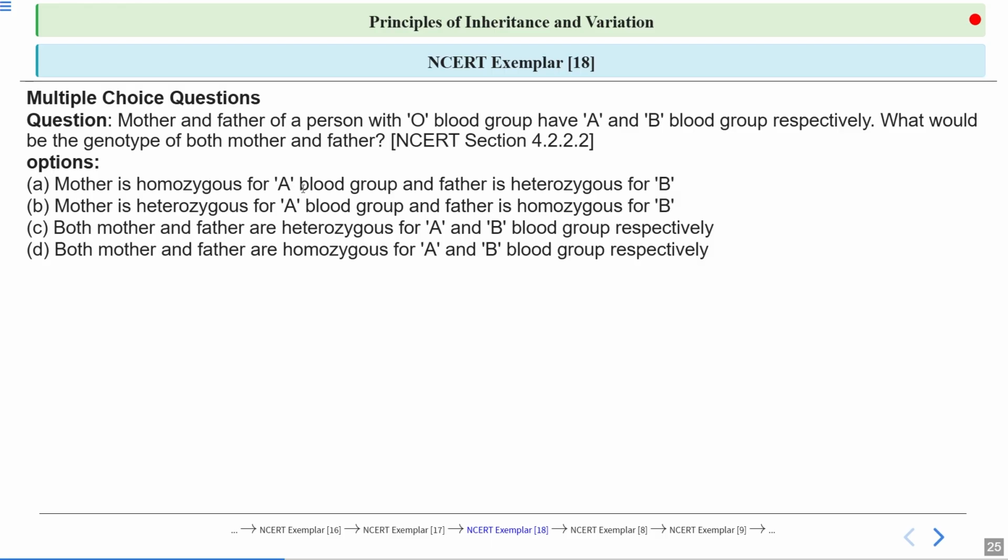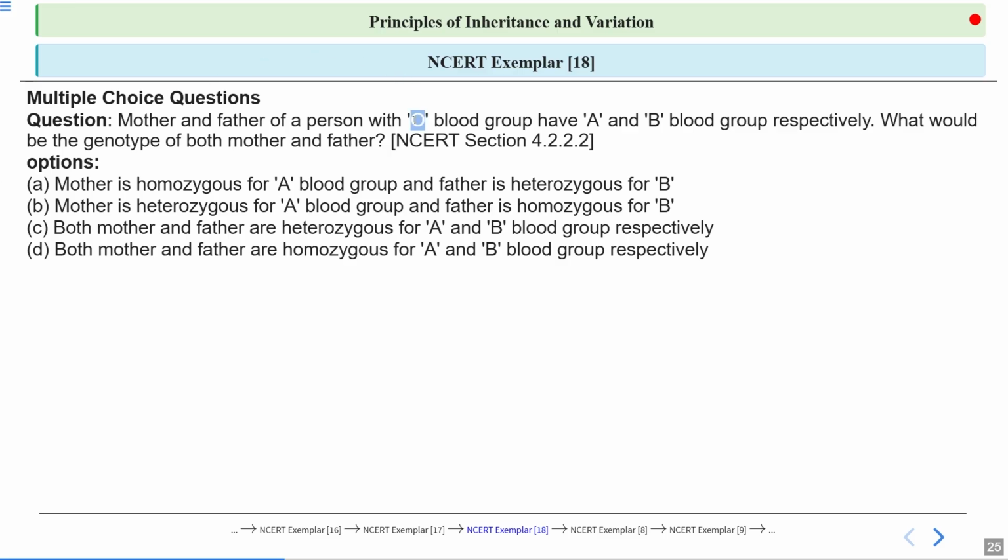Option A: mother is homozygous for A blood group and father is heterozygous for B. Homozygous for A means the mother will have IA and IA. Father is heterozygous means father will be IB and small i. Then option B: mother is heterozygous for A and father is homozygous for B. Option C: both mother and father are heterozygous for A and B blood group respectively. Option D: both mother and father are homozygous for A and B blood group respectively. So what will be the correct answer here?